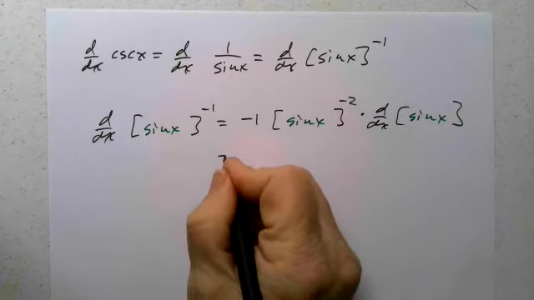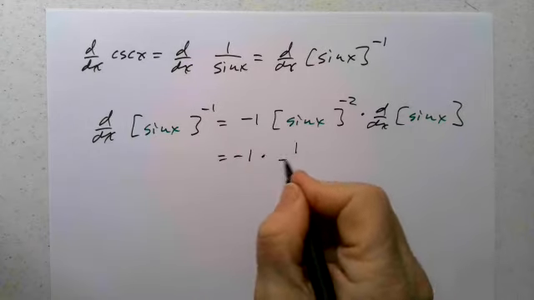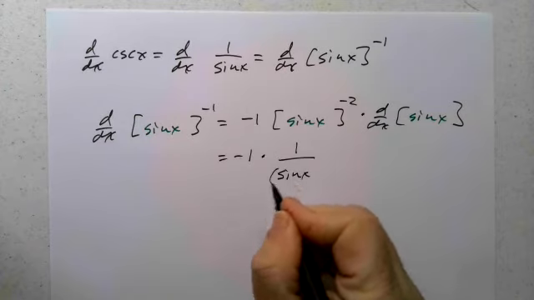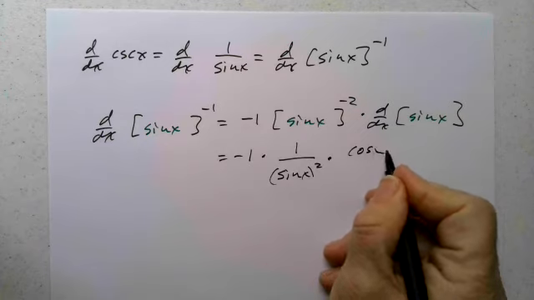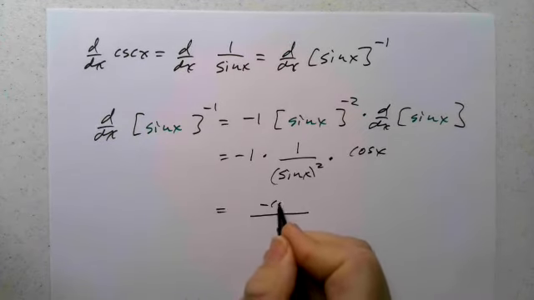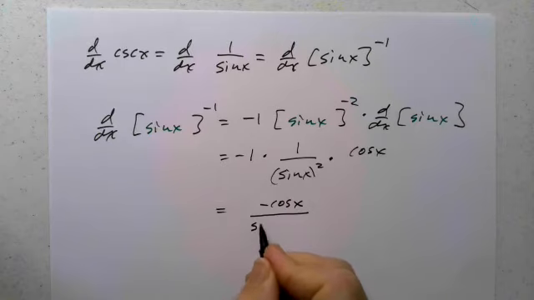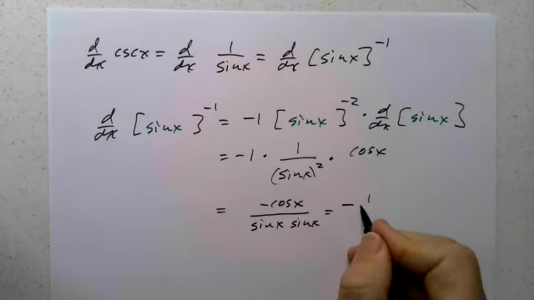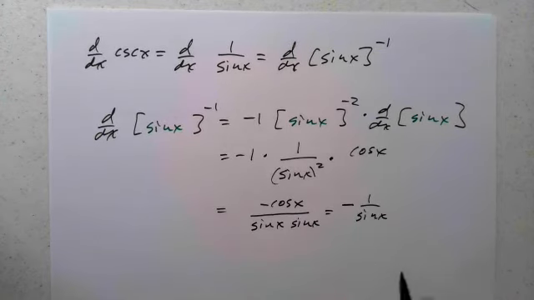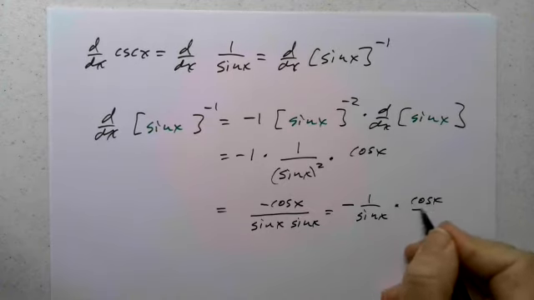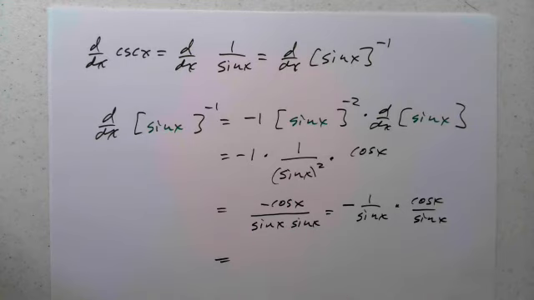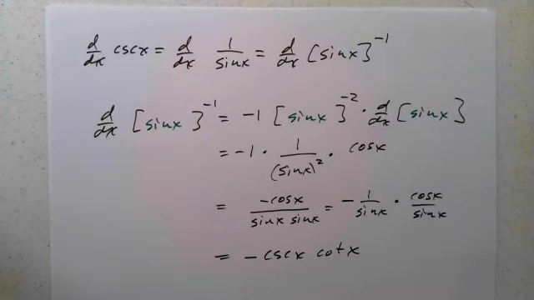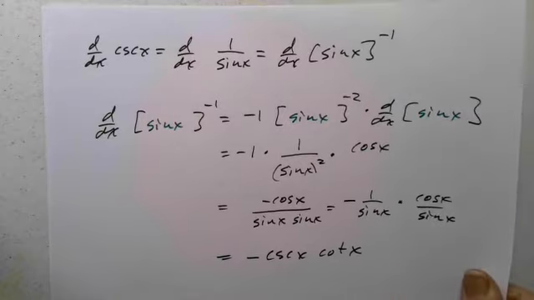So we get negative 1 sine x to the negative 2, which is 1 over sine x squared, times the derivative of sine x, which is cos x. Upstairs, negative cos x. Downstairs, sine x squared, which I'll write as negative 1 over sine x times cos x over sine x, just to get it to match what we typically memorize. Which gives us negative 1 over sine x is cosecant x. Cos x over sine x is cotangent x. Negative cosecant x cotangent x. So that's our idea. A couple more for practice.